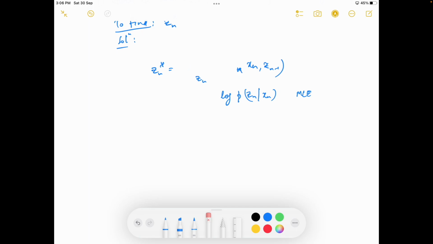Let me erase everything. Let's start afresh. Okay, so let's first discuss the basics. What is MAP and MLE?